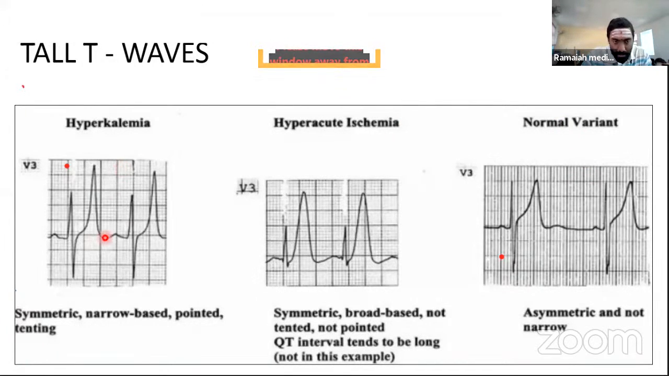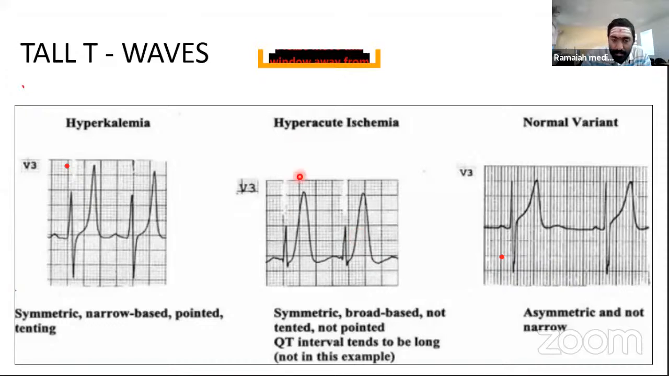So hyperkalemia. Two things you remember about the morphology of the T wave. Whenever there is a tall T wave, you look at the morphology. It is symmetric and it is narrow. At the peak, it is narrow and pointed, like a tent that is placed. So it is called tall tented T waves. That is what you see in hyperkalemia. It is tall, symmetric, and sharp.